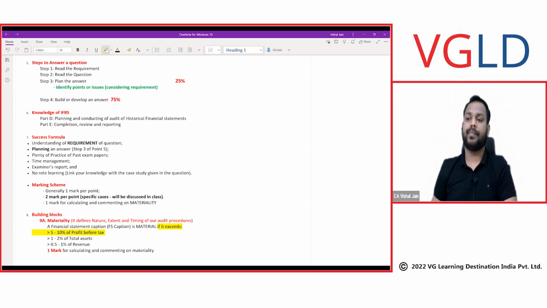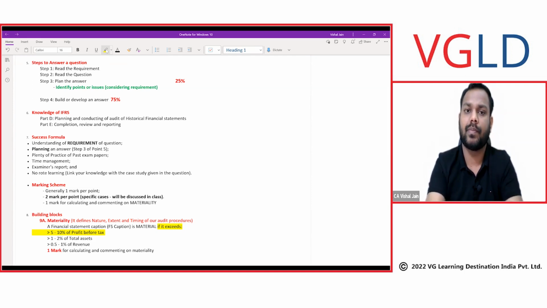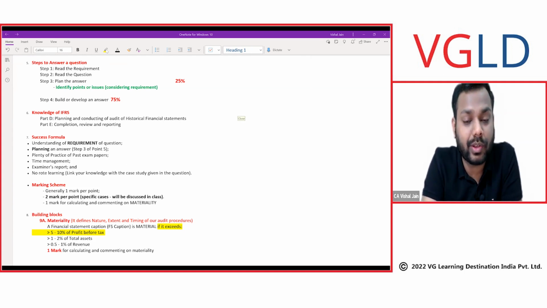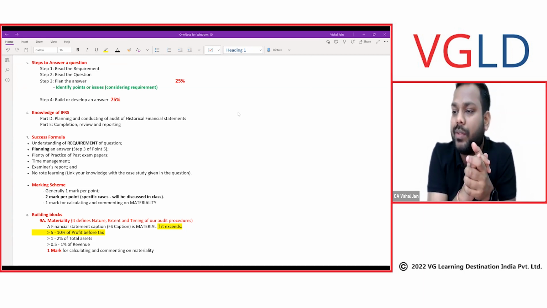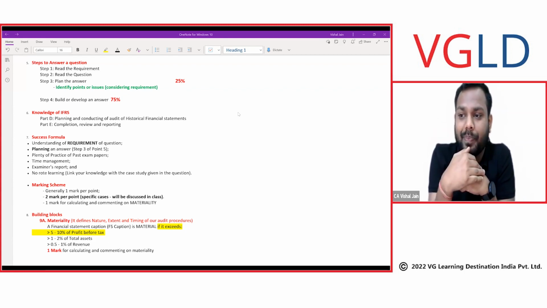Come on, guys. Come on, Tejasri, Ishan, Sandeep, Neha, Ketki, and someone who is also called Samson. The item is material if it is more than 5 to 10% of profit before tax. Tejasri, you didn't understand the question again.